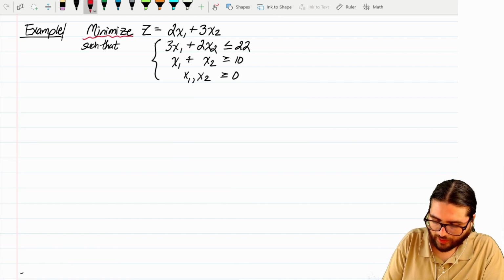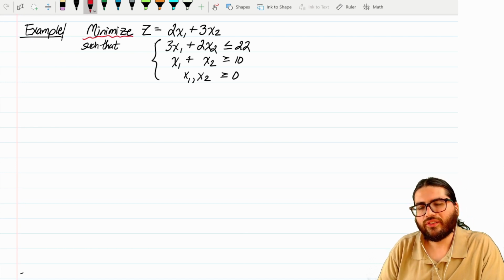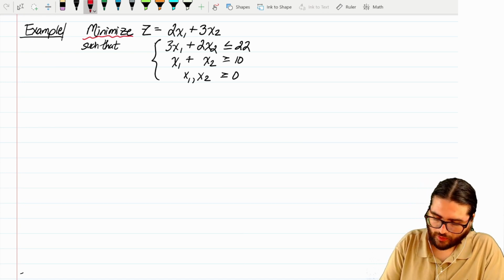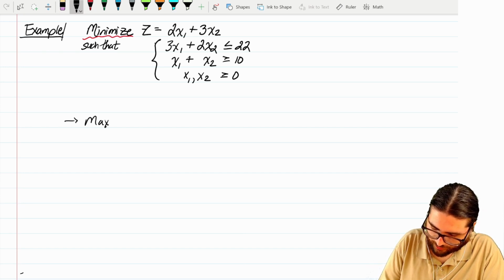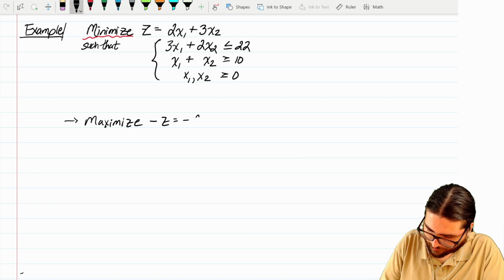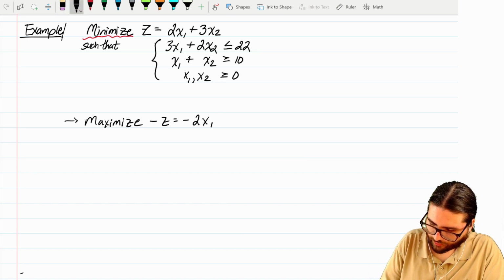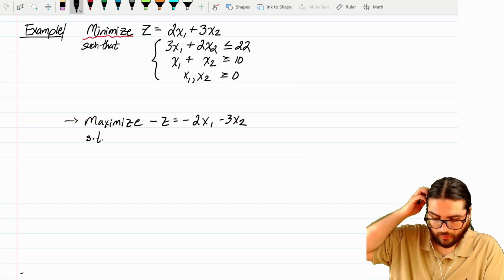Because it's a minimize, I already know this is a dual simplex kind of problem. So what I'll do is change this to maximize, and I'll multiply everything times -1, minus 3x2.